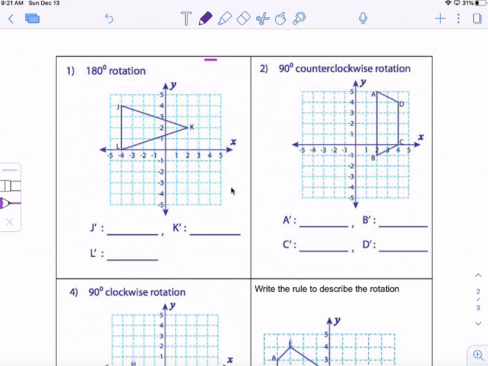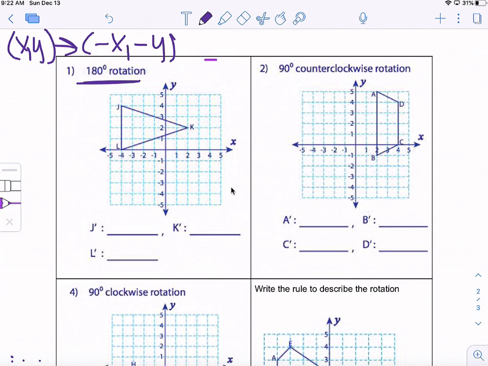So we're going to go back over and use our rules, the rotation rules, to rotate figures. So this first figure, we're going to rotate 180 degrees. If we remember, the rule for 180 degree rotation is negative x, negative y. So the original point, which is x, y, is now going to become negative x, negative y.